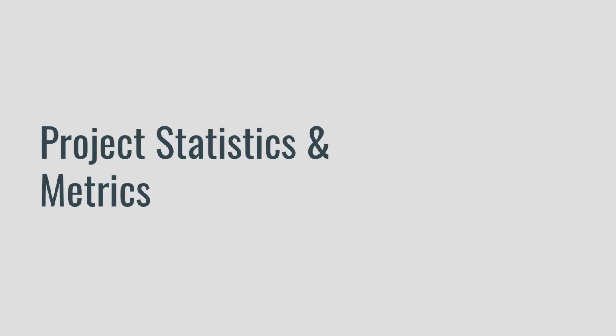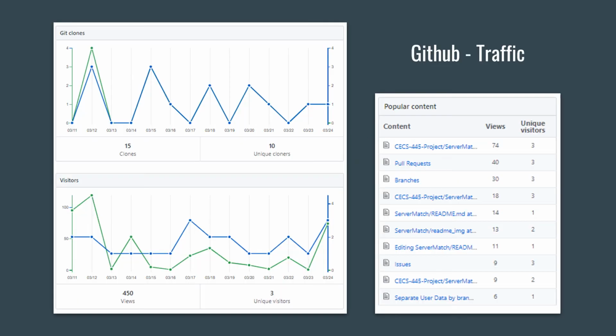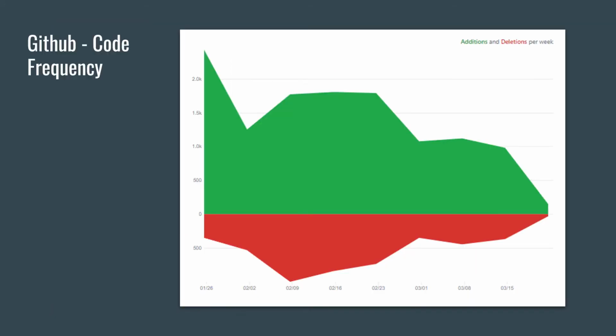Next, I'm going to talk to you guys about our project statistics and metrics. First, we're going to talk about GitHub statistics, and we're going to start with traffic and code frequency. So starting with GitHub traffic, our project had 74 views, 40 pull requests, and 30 branches over the course of this project. Here we have a graph of our GitHub code frequency, and this will show us the additions and deletions of the code written per week.